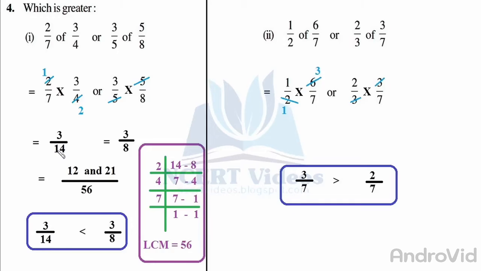So 14 halves are 56. So 14 4s are... So 4 3s are 12. Therefore 12 came. Now 8 7s are 56. So 7 3s are 21. So you know how to find it.